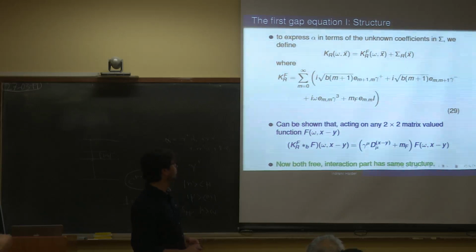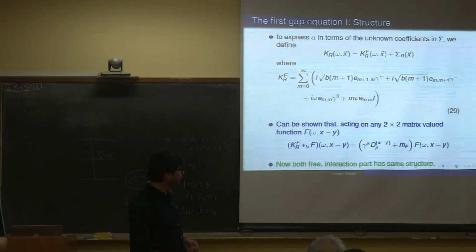What is this free part? The free part has the following property: whenever you take a function f and act with this free differential operator, this is equivalent to taking the same function f and star convoluting with this free kernel that I have written here.